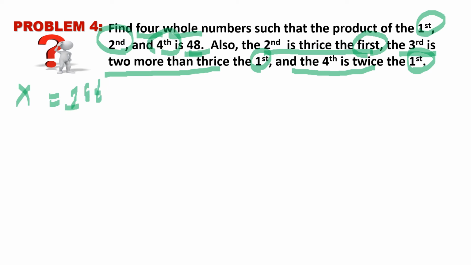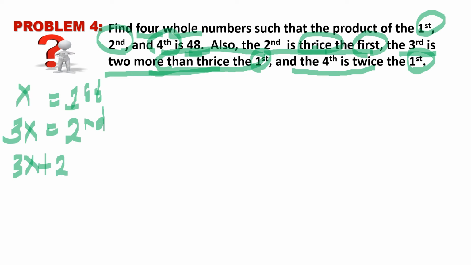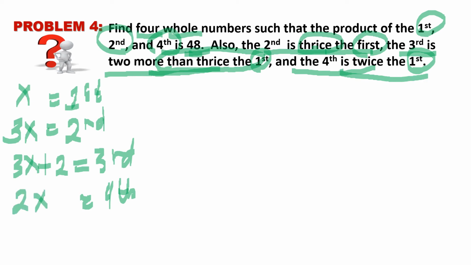What about the second number? The second is thrice the first, so it's 3x. What about the third number? The third is 2 more than thrice the first. The first is x, so 3x, and plus 2. This is the third number. And finally, the fourth is twice the first. The fourth number is simply 2x.